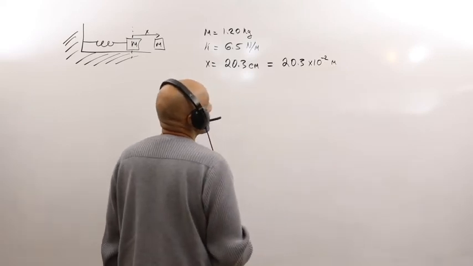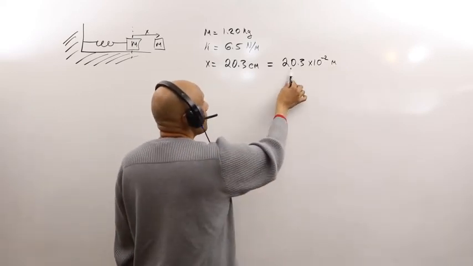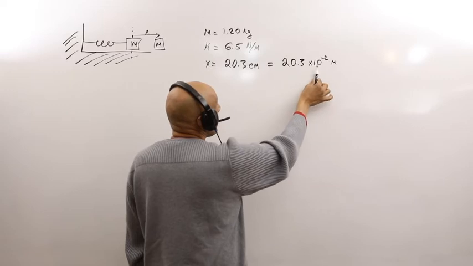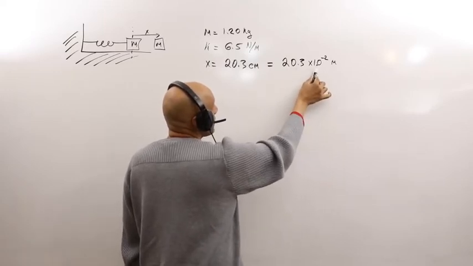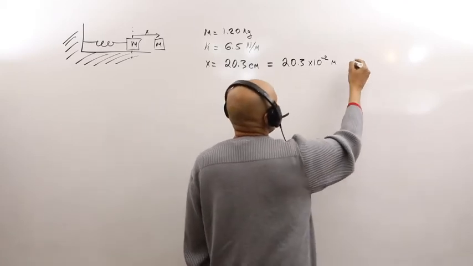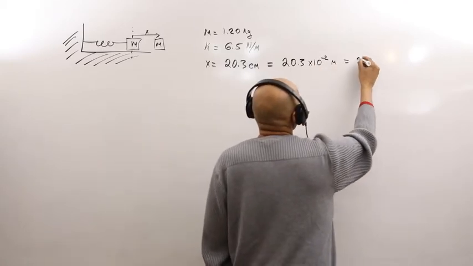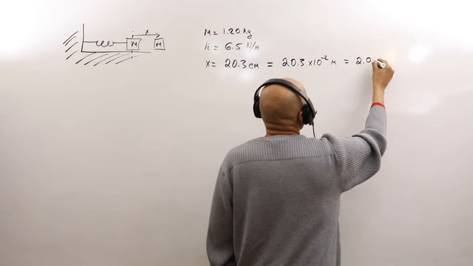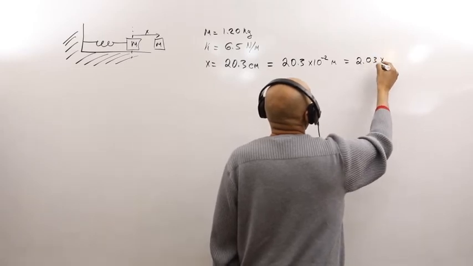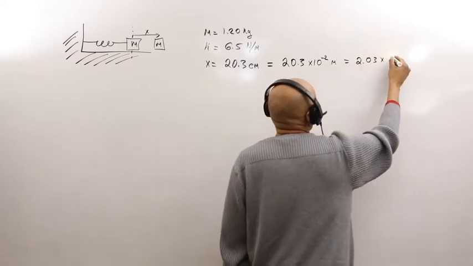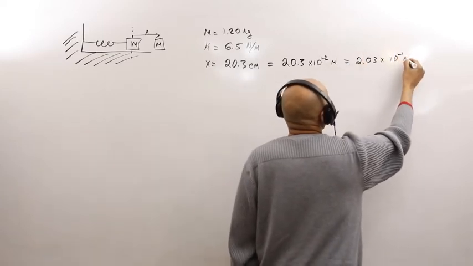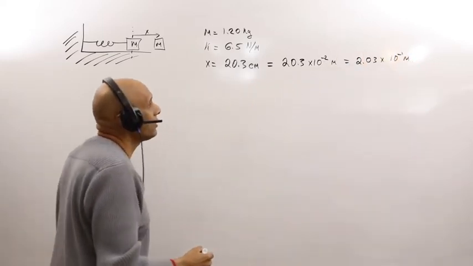Now we're in meters. And if you want to make this into a power of 10 properly, you could divide by 10 here and then multiply by 10 over here. So dividing by 10 over here is 2.03 times, so divide by 10 and multiply by 10, so times 10 to the minus 1 meters. So now we are in standard units.